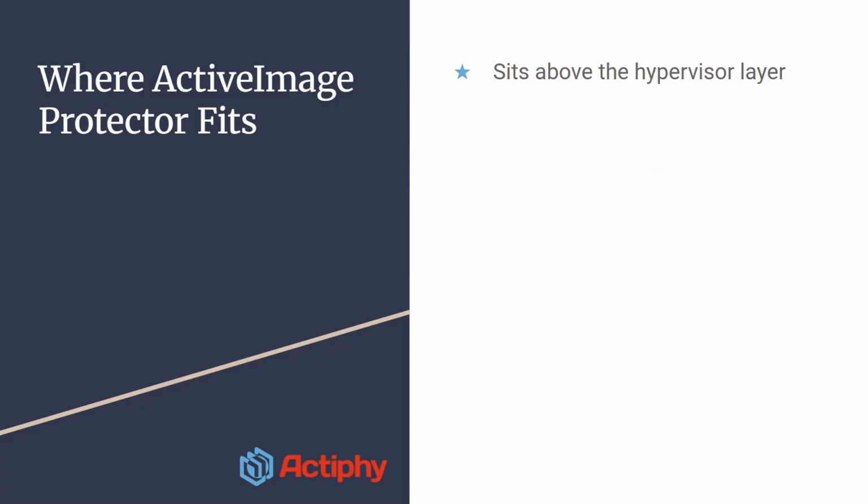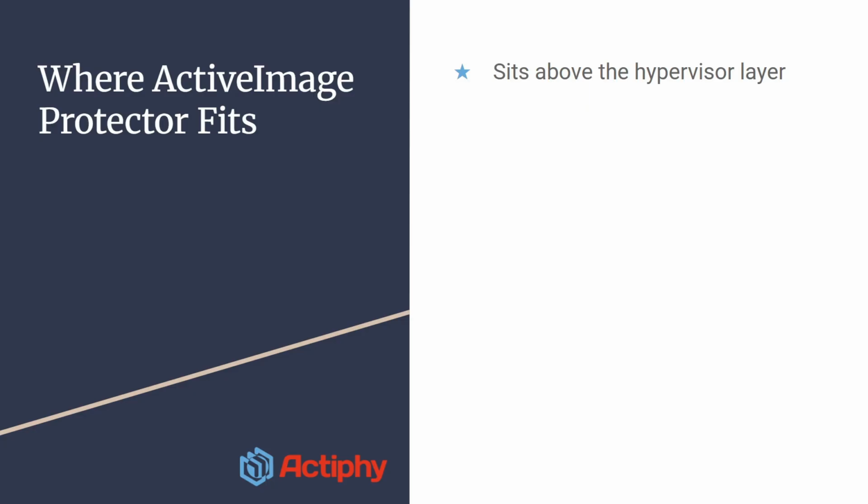ActiveImage Protector is not tied to a specific hypervisor. It operates above the hypervisor layer. That distinction is important. Rather than tightly integrating with a single virtualization platform, ActiveImage Protector protects the workload itself, the full system image, regardless of where it runs. Whether the system is hosted on Proxmox, VMware, Hyper-V, physical hardware, or even in a cloud environment, the protection model remains the same. This architectural separation is intentional.